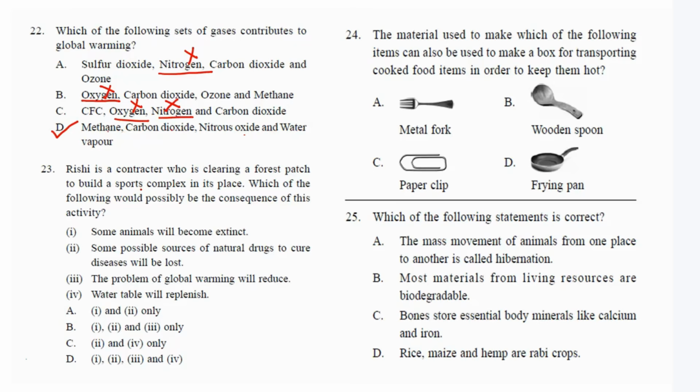Coming to question number 23. In question number 23, it is said, Rishi is a contractor who is clearing a forest patch to build a sport complex in its place. So he is clearing the forest patch and he will make a sport complex in that place. Which of the following would possibly be the consequence of this activity, right? Let's see one by one. Point 1 says some animals will become extinct. This is correct because if he is clearing the forest patch, some of the animals will lose their habitat, their living place. So they may become extinct.